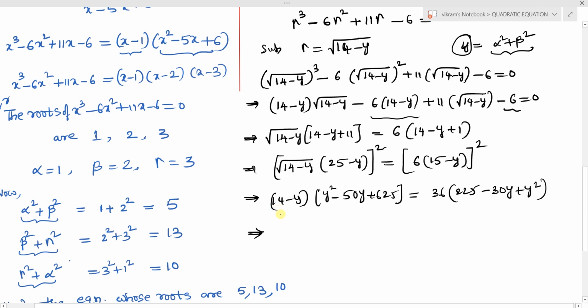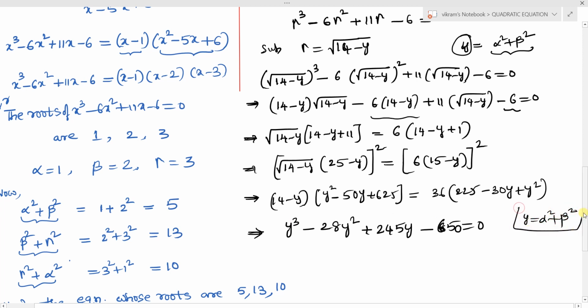Expanding this step, we finally obtain y cube minus 28 y square plus 245 y minus 650 equal to 0. This is in terms of y equals alpha square plus beta square. So one root y satisfies this equation.